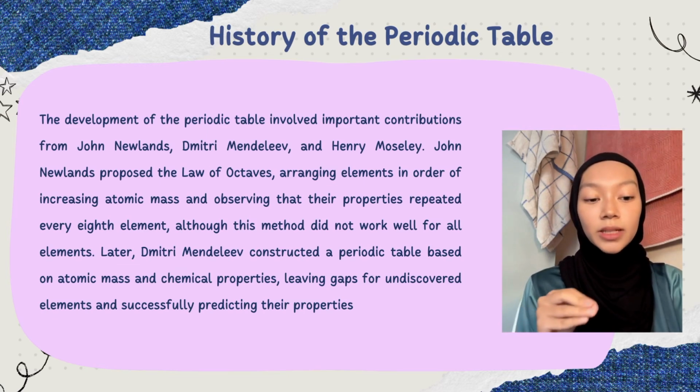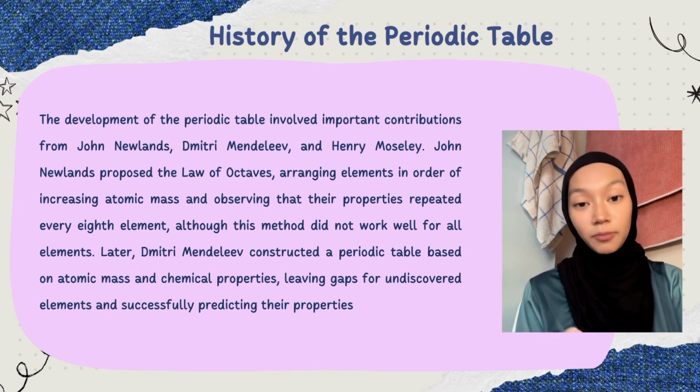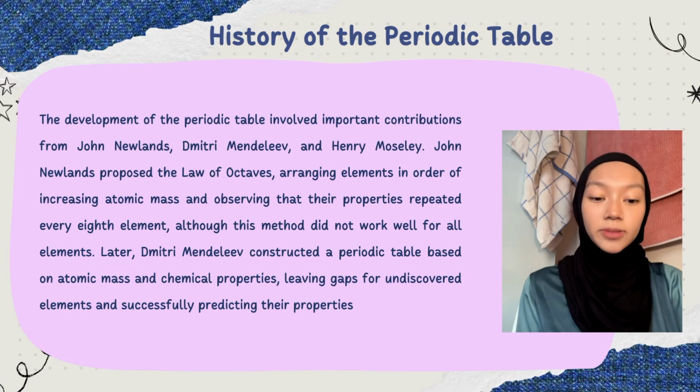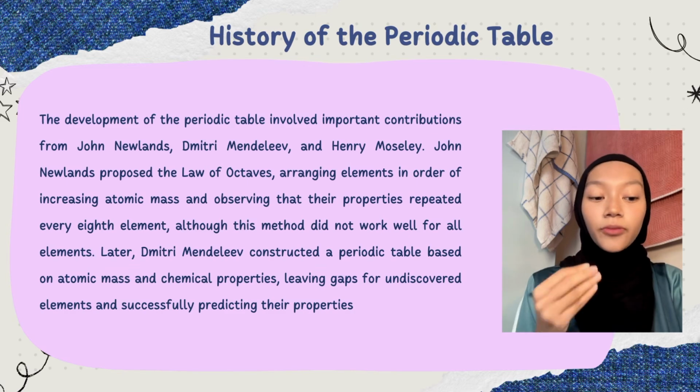Later, Dmitri Mendeleev developed a more systematic periodic table based on atomic mass and chemical properties. He left gaps for undiscovered elements and accurately predicted their properties, which proved that his table was reliable.